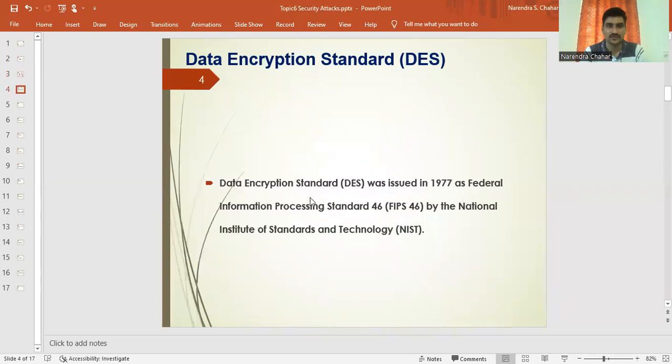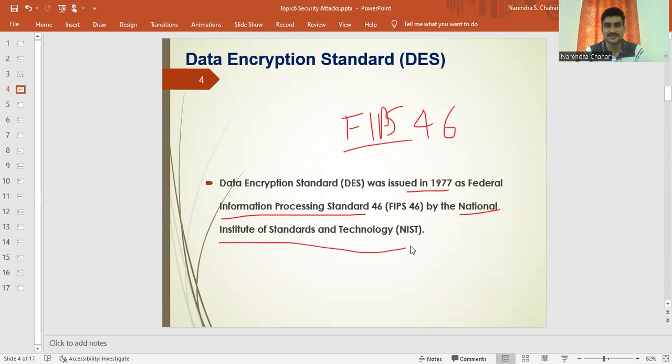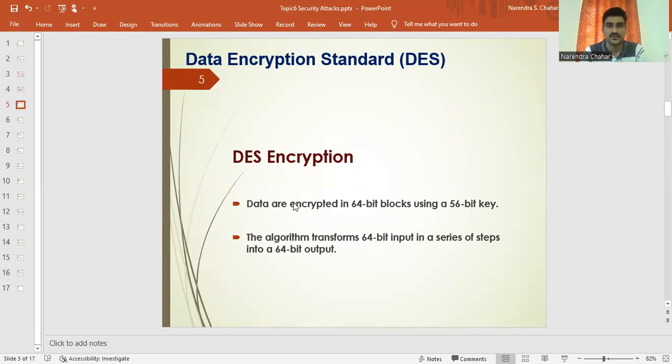When we talk about DES, it was issued in 1977 as a Federal Information Processing Standard, we say FIPS. So this is the 46 standard by NIST, the National Institute of Standards and Technology, where all the standards are issued and the terms related to them are also defined. Now coming back to DES encryption.